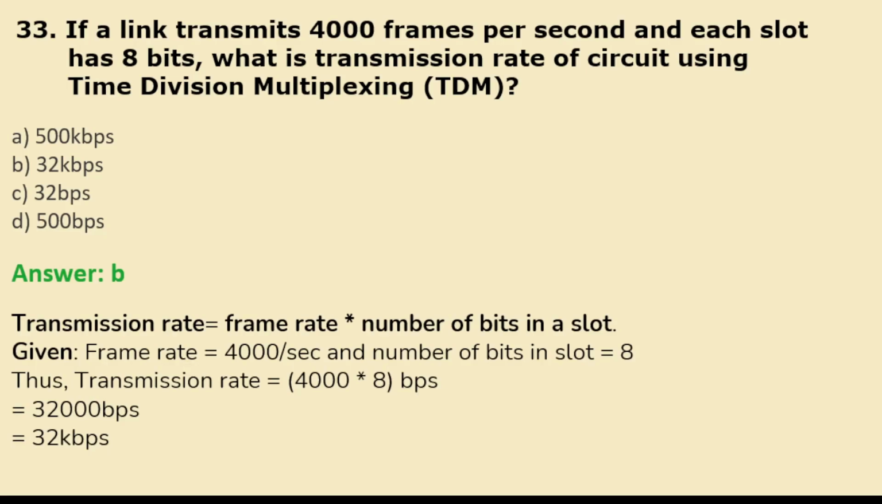So how we calculated this is transmission rate equals frame rate times number of bits in a slot. The information given here is frame rate is 4000 frames per second and number of bits in a slot are 8. So transmission rate equals 4000 times 8 bps, which is equal to 32000 bps, and when converted to kbps it results into 32 kbps.